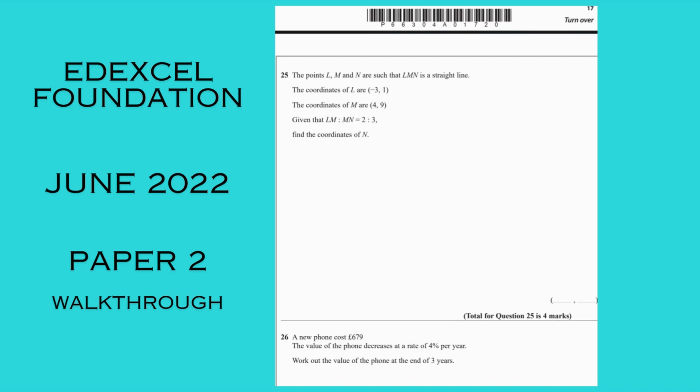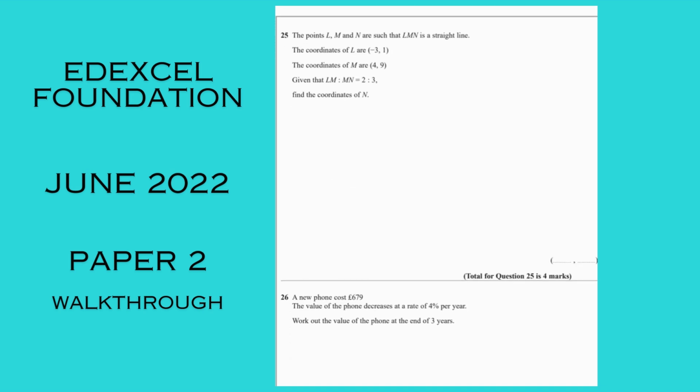Not a nice one, number 25, but bear with me on this one. Notice they've not put any dotted lines, so they are kind of encouraging you to draw a bit of a diagram. It does not have to be accurate. L is left 3 up 1. M is 4 along 9 up. So the distance horizontally is 7. The distance vertically is 8.